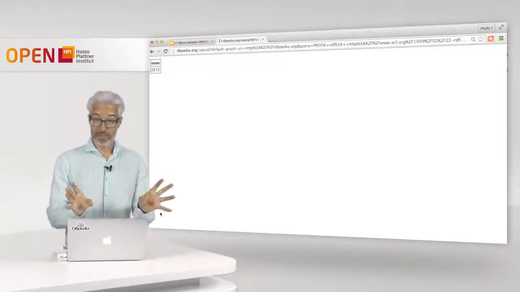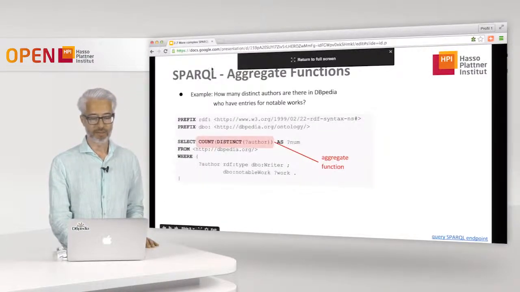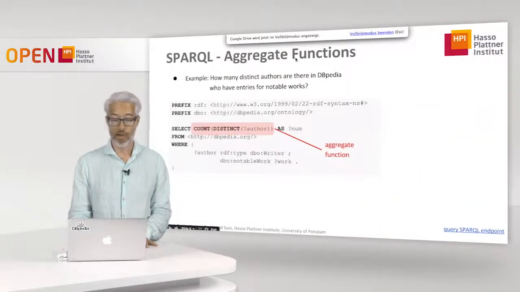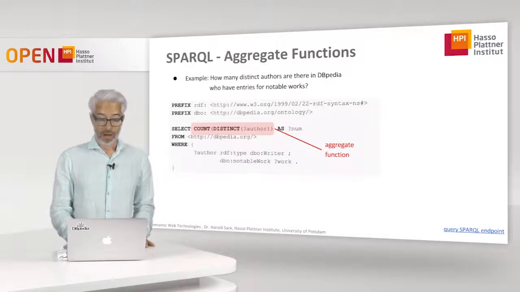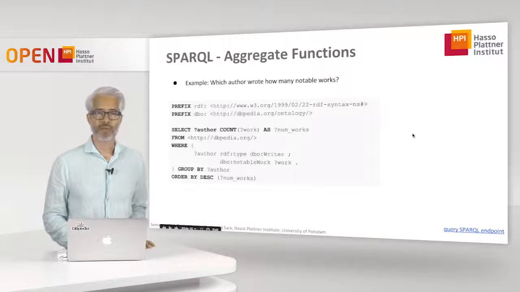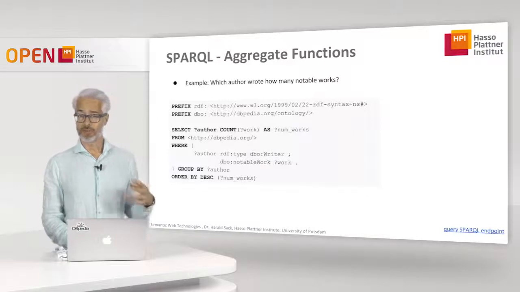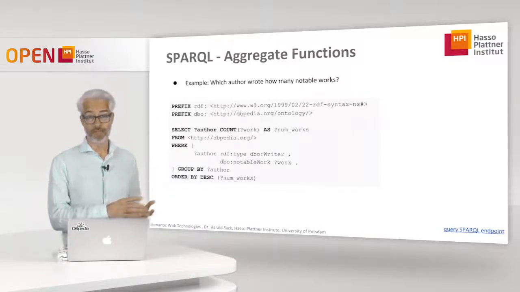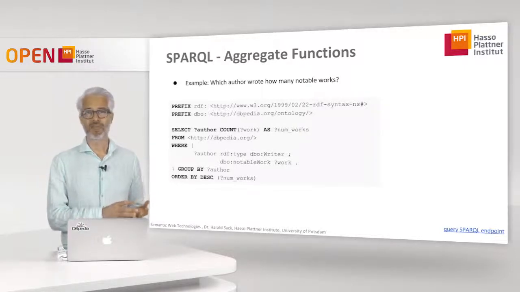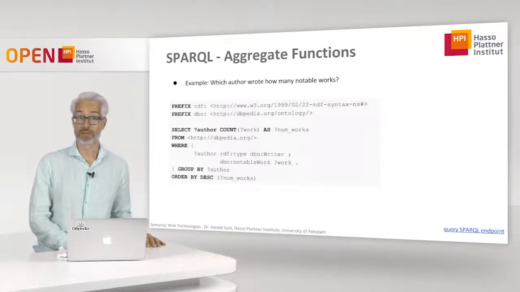So with DISTINCT, keep in mind, you avoid redundancy and only count distinct occurrences of the variable where this aggregate function is applied to. Okay, so let's look further. What you can also do with aggregations like that is that you do not only count all the authors. Maybe you are interested in how many notable works there are per author, because we have just found out that there might be more than just one.